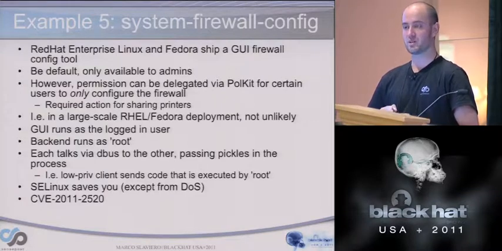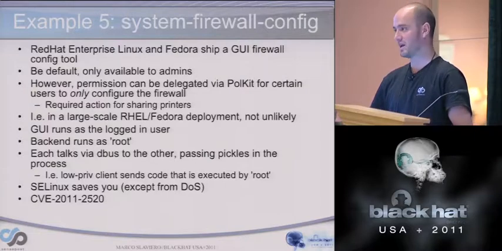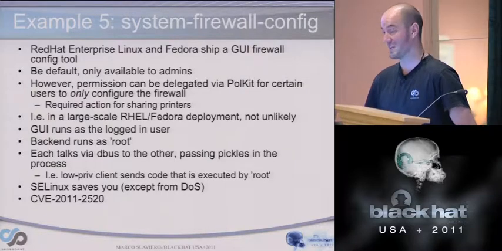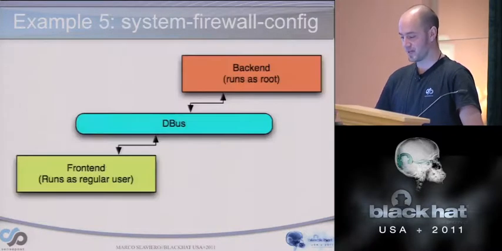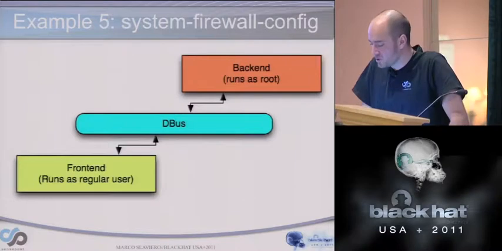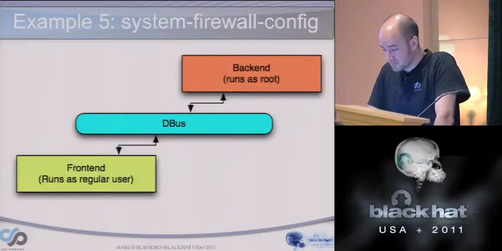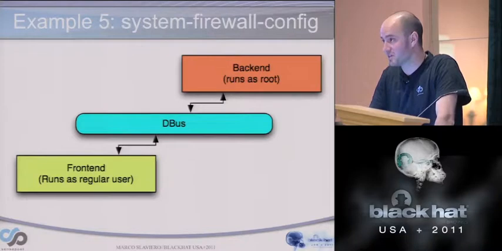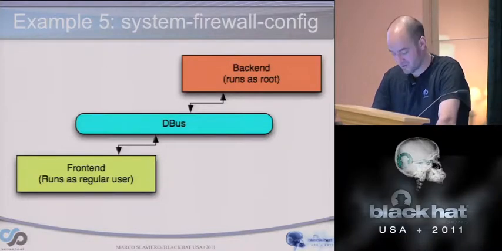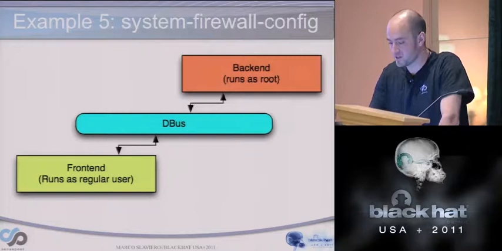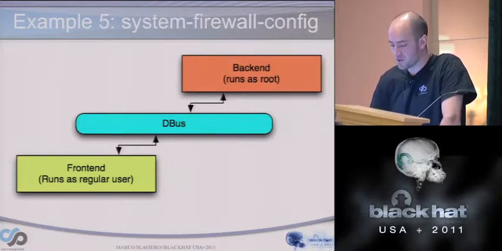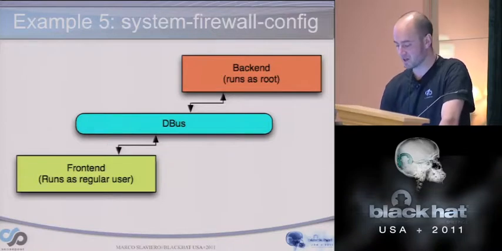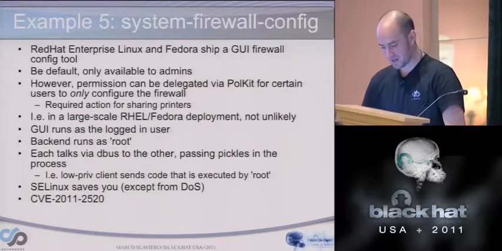So anyone who has the ability to share printers on a large-scale Red Hat Enterprise Linux deployment and isn't root is vulnerable to this issue. The reason for this, again, should be clear: there are two parts that communicate using Pickle, and one of those parts has a very different trust level. The back end of the configuration runs as root, and it talks to the front end using dbus, which is a message passing service on Linux. So the front end talks as a regular user, the back end runs as root. Let's do a quick demo for that.